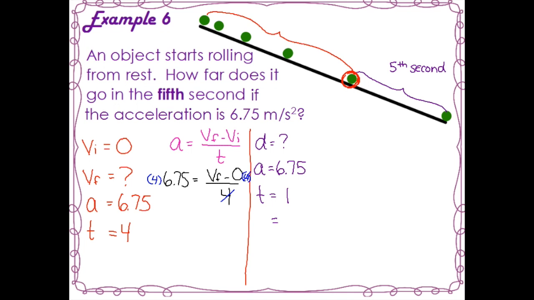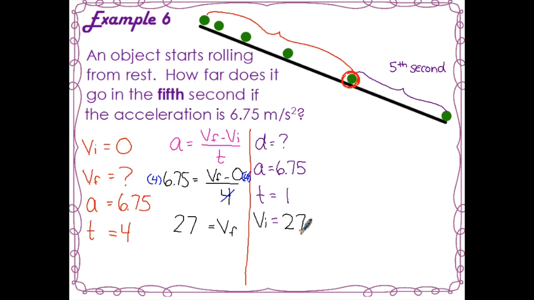So 4 times 6.75 is 27. I should have added 0 to both sides, but I'd feel silly adding 0. So remember, I'm not done. That's not my answer. That's where that problem ends. So that's V initial for this problem. So V initial for this problem is 27.